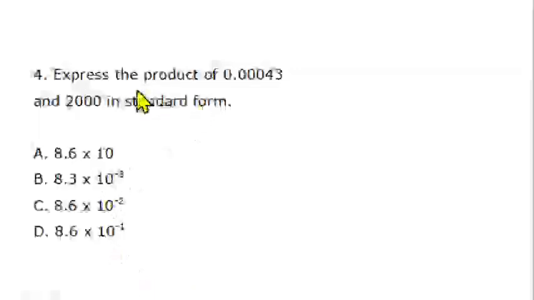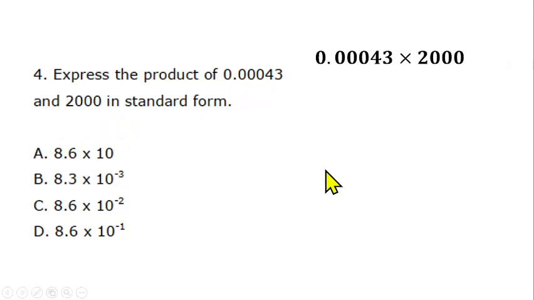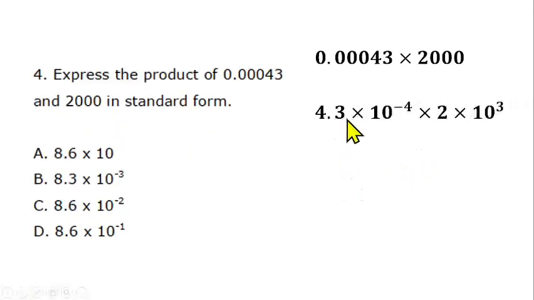Question number 4 is from standard form. We have to express the product of this and this in standard form. So your on-screen calculator can help you do this. Multiply this by this. Even if you don't want to do that, you can change this one to a standard form.